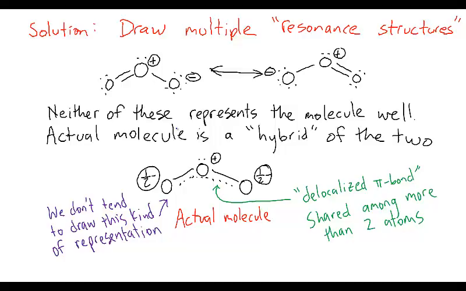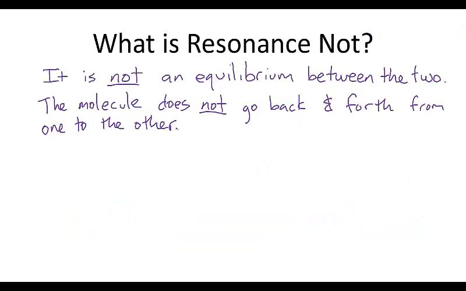The chemistry community has decided our best way to represent these is to draw multiple resonance structures, but to recognize the actual structure as a hybrid of the two. It's not a perfect solution, but it's the one we've got. It's the way we've adapted Lewis structures to confront this problem of molecules that aren't well described by a single Lewis structure. So resonance is not going back and forth. It's existing as a hybrid.